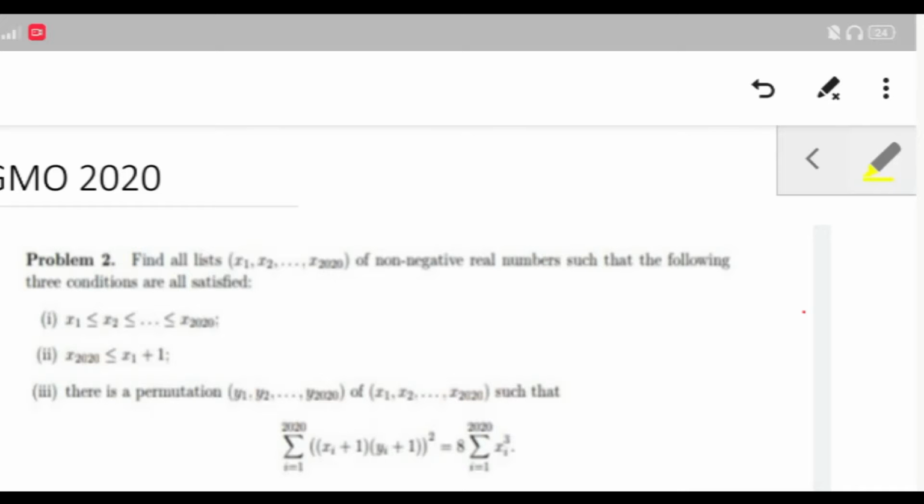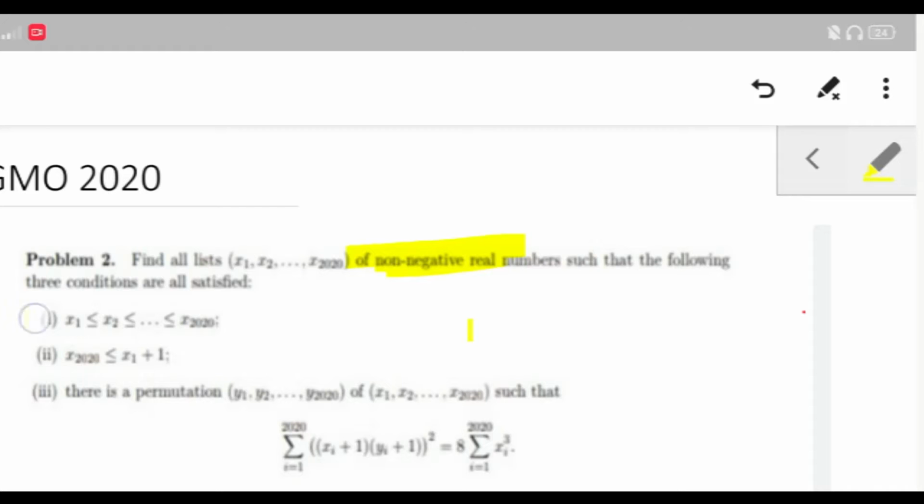We are here to discuss EGMO 2020, namely the European Girls Mathematics Olympiad, which was held most probably in the Netherlands. Here is the view of problem number 2 of the question paper. Find all lists x1, x2 up to x2020 of non-negative real numbers such that the following conditions hold.